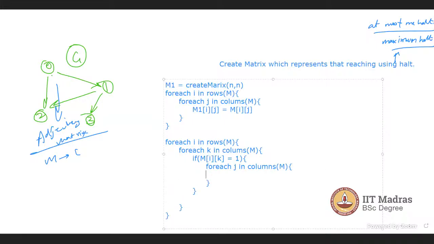Now again, one thing we'll check. If J and K have 1, so M of J, K is equal to 1, and the equality sign should be given properly. If there is an edge between I to K, then I'll check from K. If there is an edge from K to J, then make M1 of I to K equal to 1. I guess you understand. If you don't, please go through the code and let me know. I'm giving 2 minutes to everyone. Just think about whatever your question is, and we'll discuss.